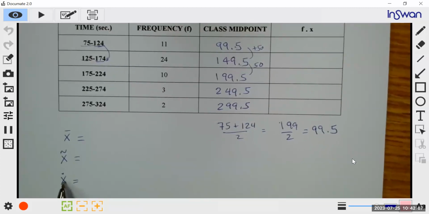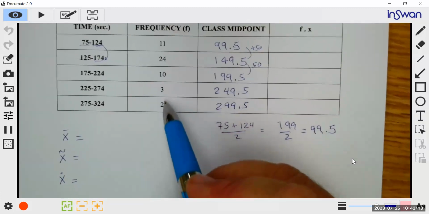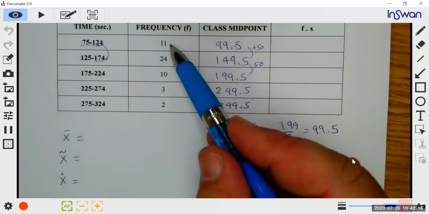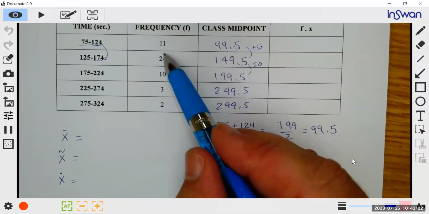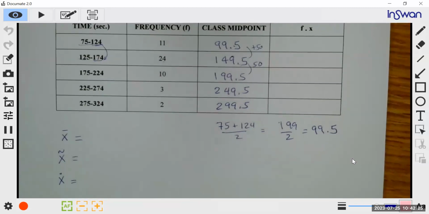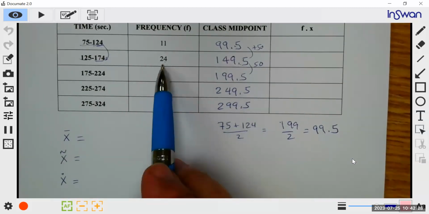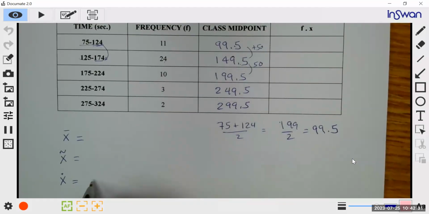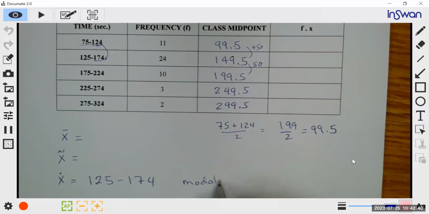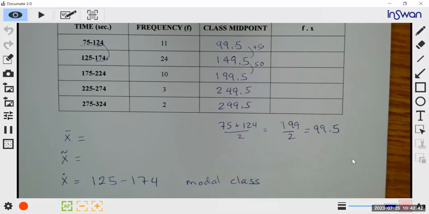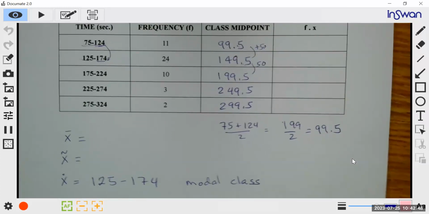The mode. The mode, by definition, is the most frequently occurring. So who has the highest frequency? What's the highest frequency? 24. The frequency is this number here. The frequency is how many of those numbers fit in that domain. They're all the same size, yes, but this one has 24 of them. This one has 11. So my modal class, this is called the modal class. This is not a single value, it's a mode. It's a class of numbers.